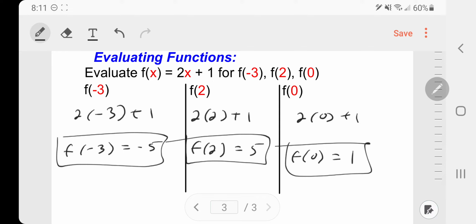All right, so that's kind of like your basic idea here for function notation. Some of the following videos will go more into detail on some different examples, looking at some different functions, and also looking at graphs of functions.